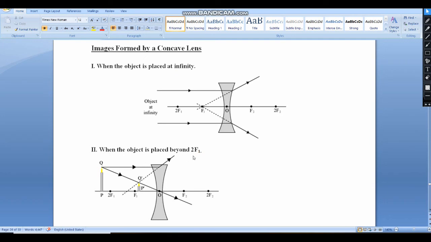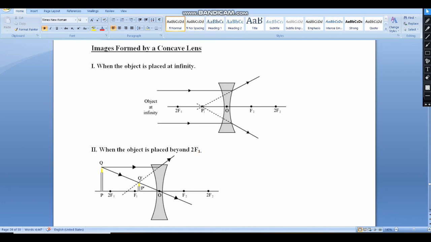First case, when the object is placed at infinity, it means light rays are parallel to each other and strike the concave lens, and these light rays diverge after the refraction. When we trace these light rays back, we observe that they appear to come from this point, that is the focus. So these light rays appear to meet at this point.